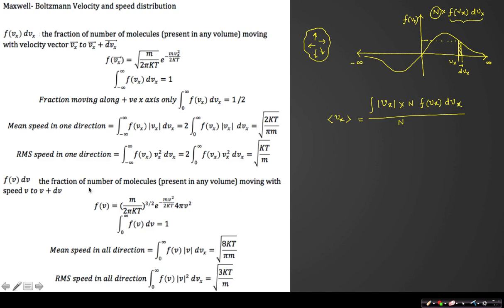Now, speed distribution, when I am talking about it, does not have any particular direction. It's always a magnitude, and it starts from 0 to infinity. Right? So if I say that all the gas molecules have particular speeds, and the speed range is from 0 to infinity. Right?